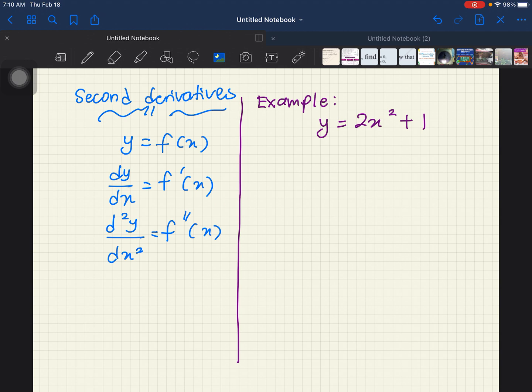Second derivatives of differentiation. But before that, please read the prayer first, everyone. Al-Fatihah.